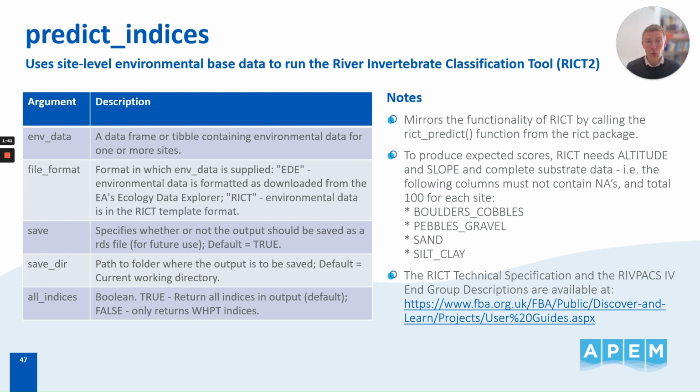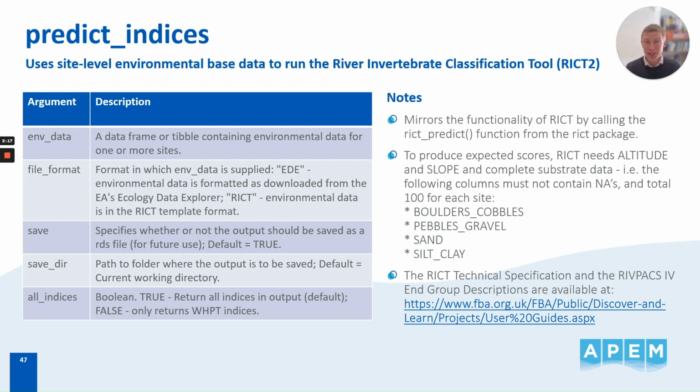The RICT tool is publicly available via the Microsoft Azure platform. This means that we have the facility to take environmental or physical data about our sampling location, feed it into the RICT tool, and then get back expected scores for a wide variety of invertebrate indices. The RICT tool is fantastic, but all of that happens outside of the R environment, which means we potentially have to export data from R, run RICT, and then import data back again.